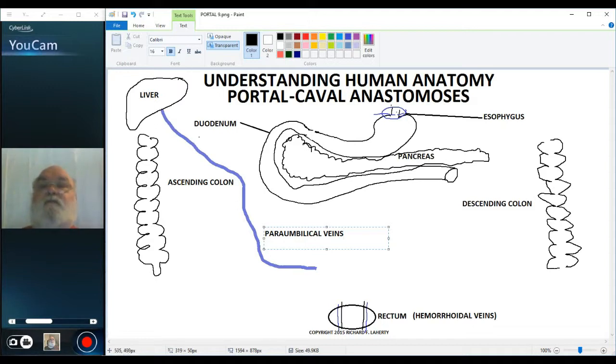So again, it's a connection between the caval circulation, the veins of the body wall, and the portal circulation, because the para-umbilical veins drain into the portal vein. Now, the reason that it's important to understand these areas of connection between the portal and caval system is when blood flow is interrupted in one or the other system.